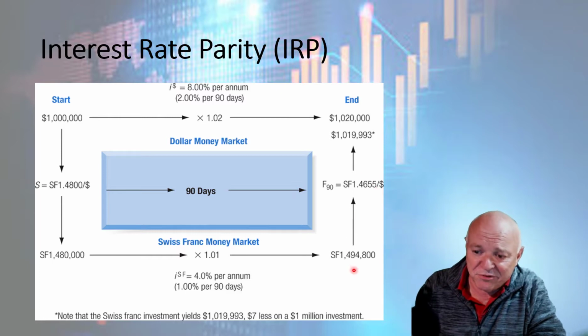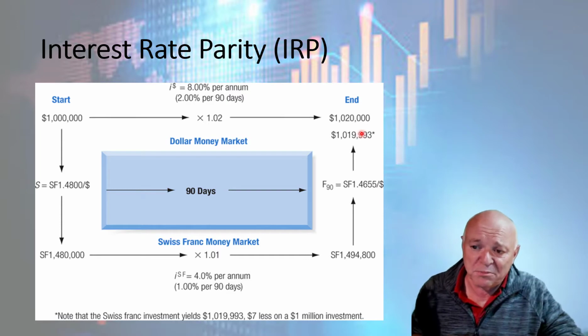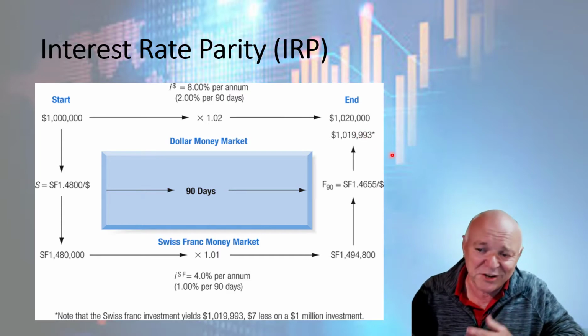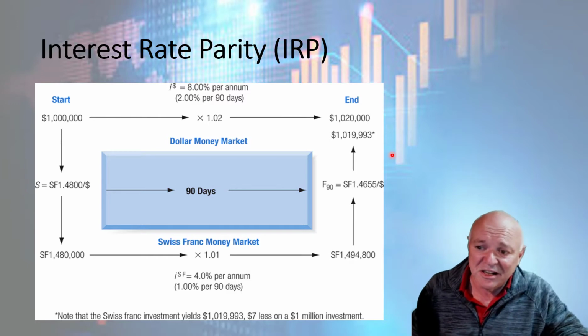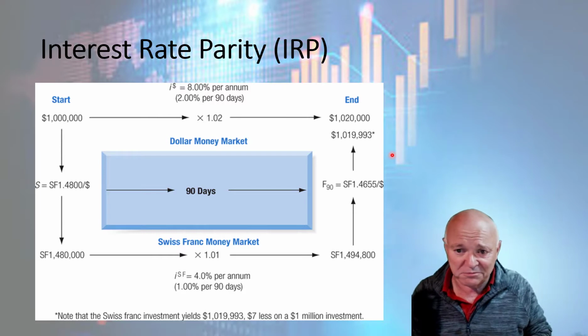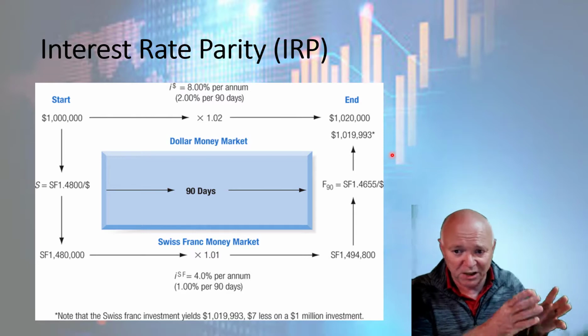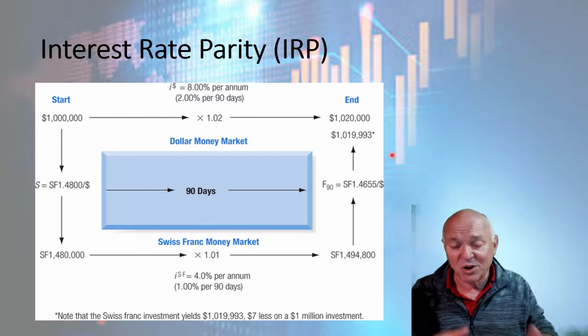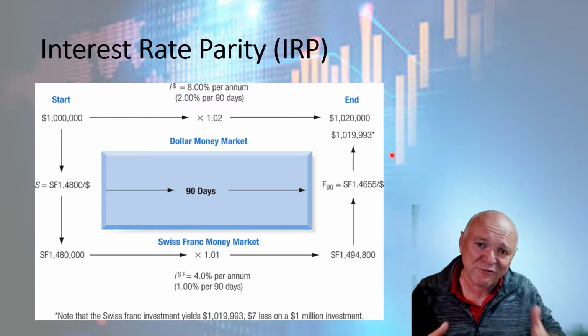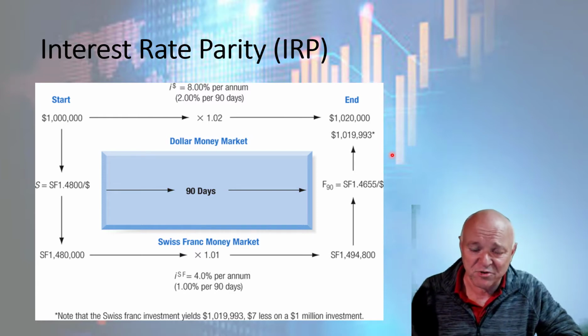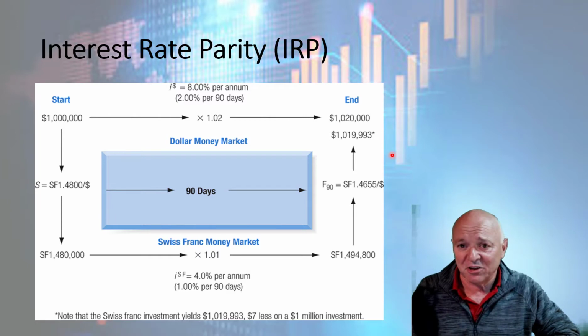And that means if we divide 1.494800 by the new forward rate, or the future spot rate, the value of your investment would be $1,019,993. In other words, it'd be about a $7 difference. And so for the purposes of this example, it doesn't make any difference whether you put your money into a low-yielding Swiss franc investment or a higher-yielding US dollar investment, because whatever you gain from the higher interest rate in US dollars, you're going to lose on the exchange rate.